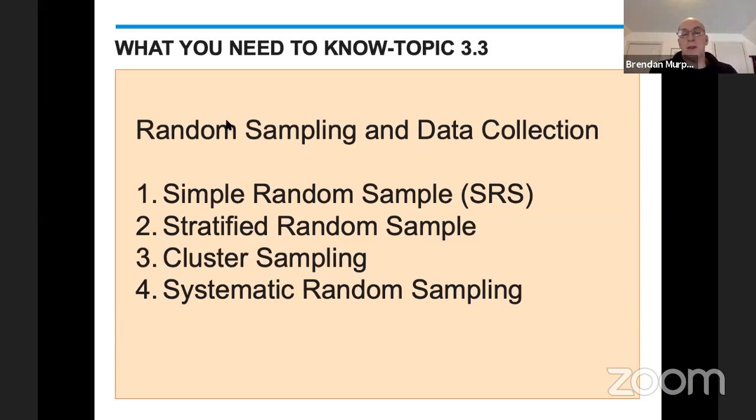Stratified random sample is another way to randomize and collect our data. Cluster sampling is a third method. And systematic random sampling is the 4th method. That's newer to the curriculum. And so hopefully your teacher mentioned that to you. If not, maybe just make a note and go back and look at it. It's not complicated. It's a very easy way to collect data randomly. But it's newer to the curriculum. And so if you have an older book, it may not be in there.